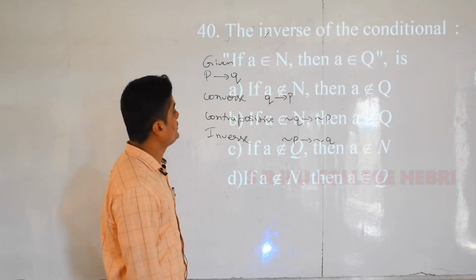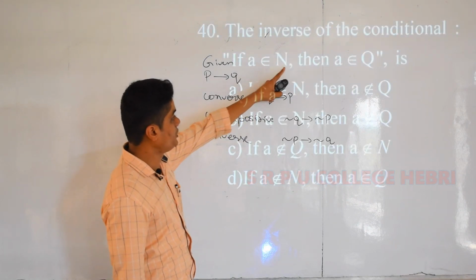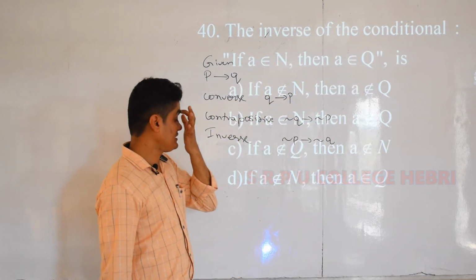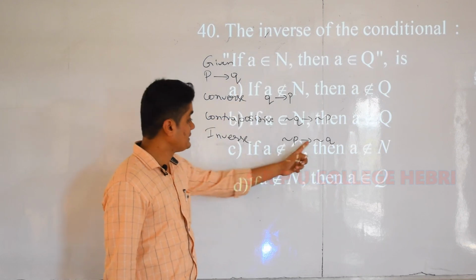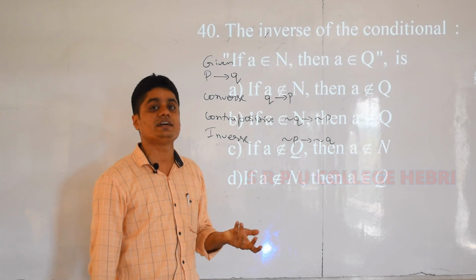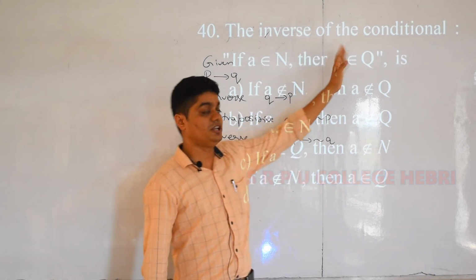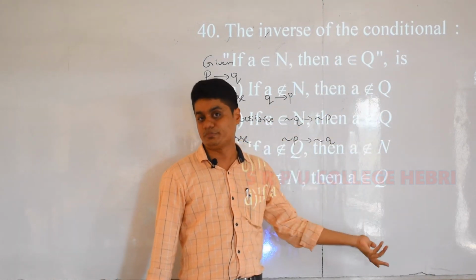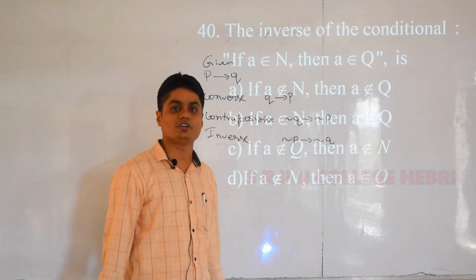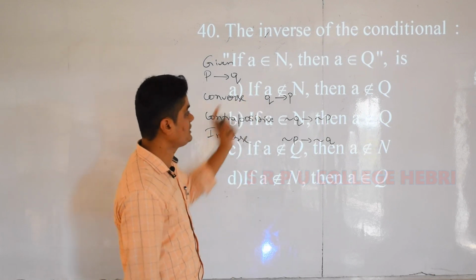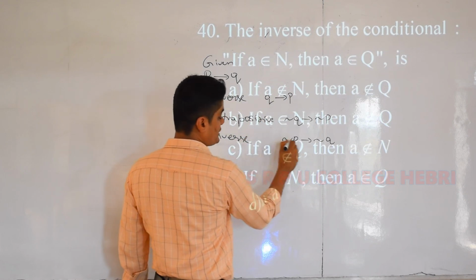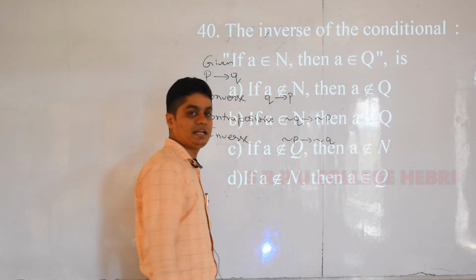Okay, so what is the given statement here? If A belongs to N, then A belongs to Q. It's a given conditional. So how should the inverse be? Negation of P then negation of Q. What is negation of P? A belongs to N, so what does the negation become? A does not belong to N. A belongs to Q, what is the negation of that? A does not belong to Q. Where is that in the options? If A does not belong to N, then A does not belong to Q. So which is the right answer? Option A. Understood? If P then Q; the inverse is negation of P implies negation of Q.